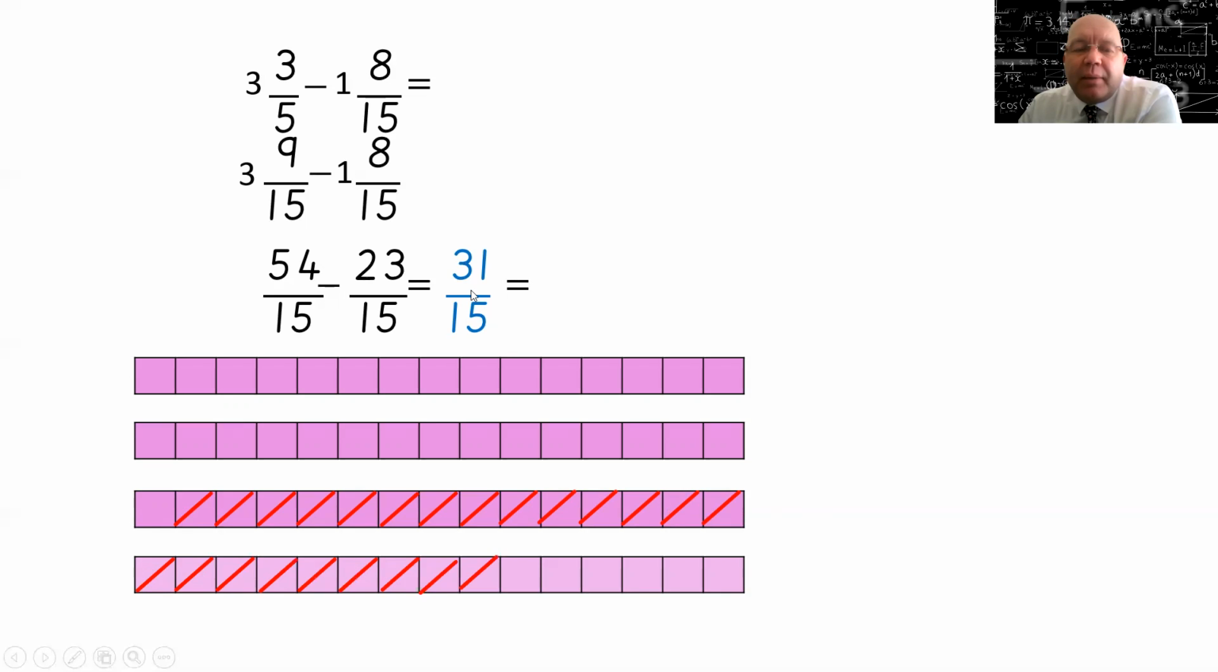Now that's a big, ugly, improper fraction. We ask ourselves, how many times does 15 go into 31? It goes twice with 1 left over. So 2 and 1/15.